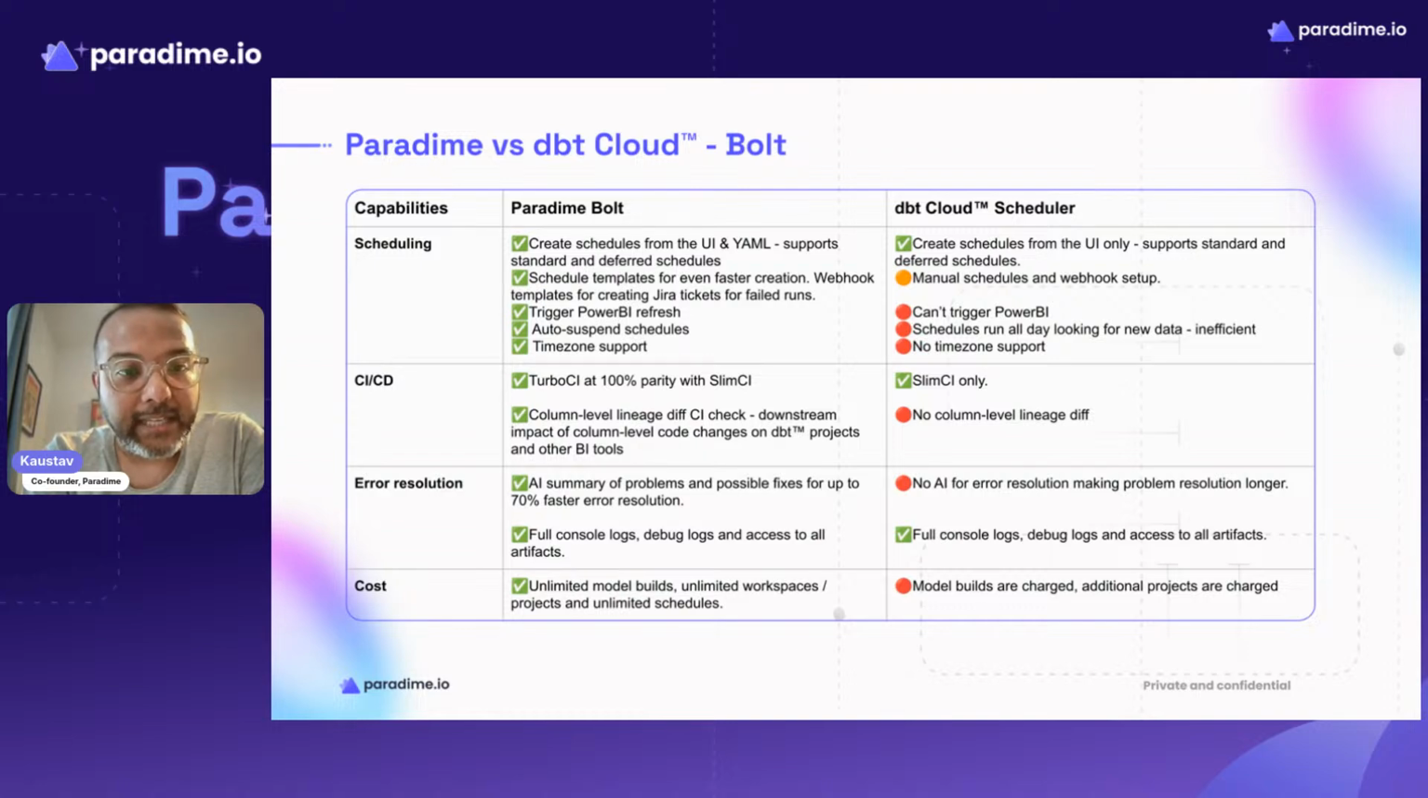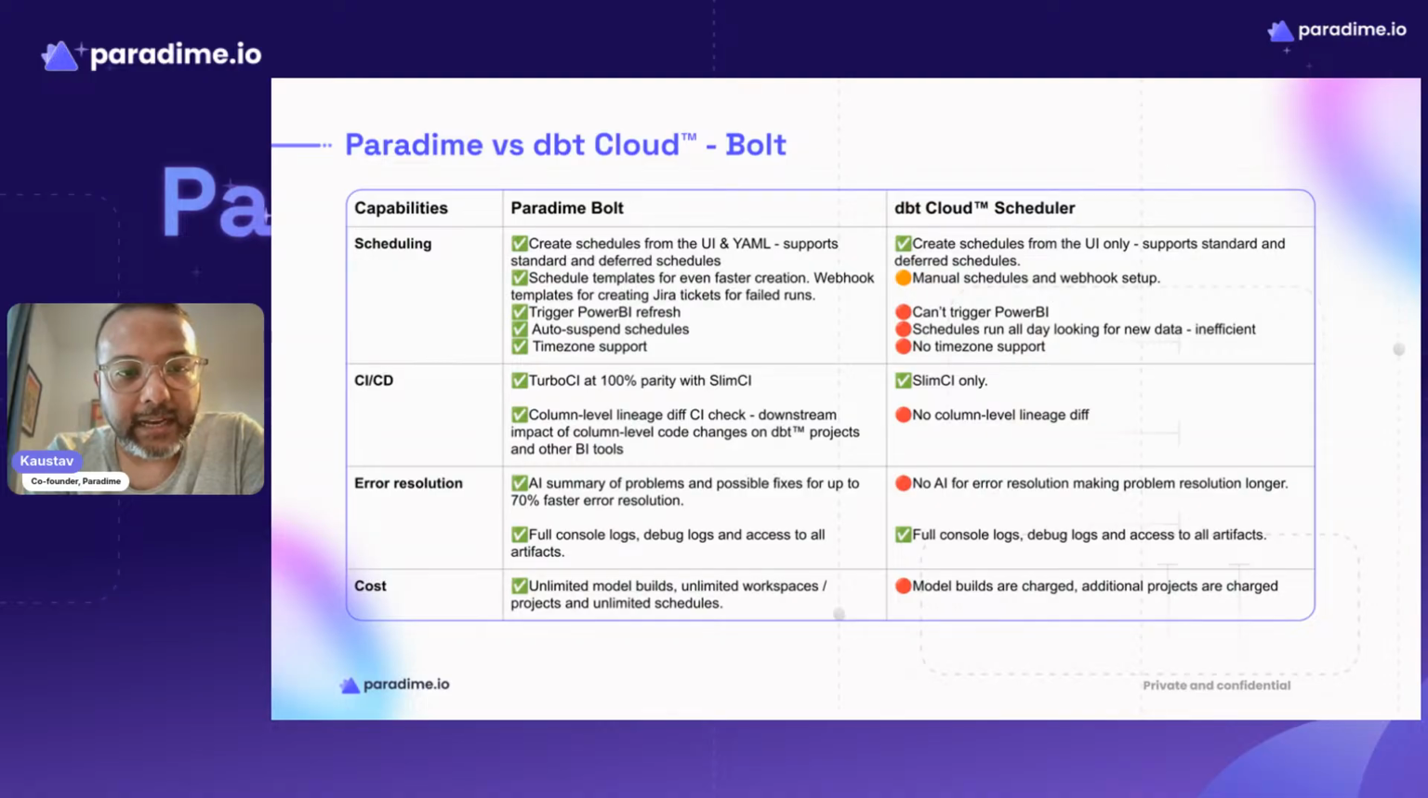The other area is CI/CD. While we have Turbo CI, which is at 100% parity with Slim CI, we also have column level lineage diff, which tells you the downstream impact of your breaking changes in DBT code. That could be renaming a column, that could be deleting a column, and such changes. What that impact has outside of your DBT project on Looker or Tableau or other DBT projects that are connected via data mesh.